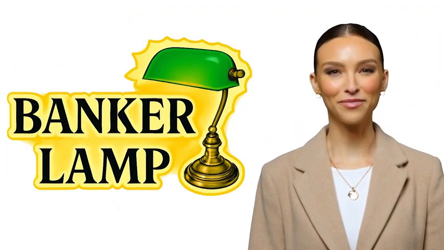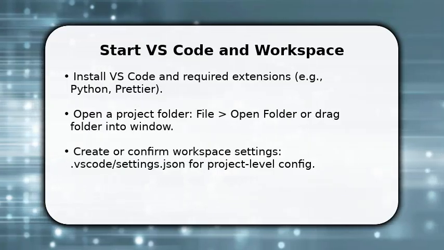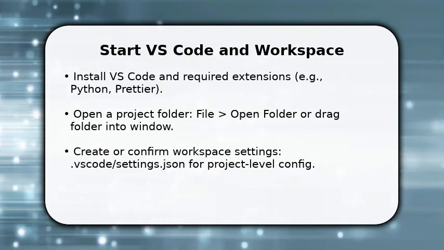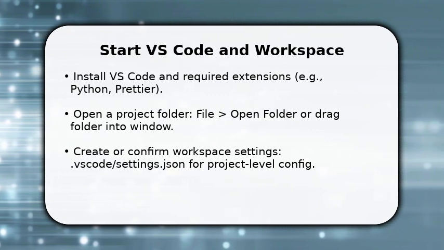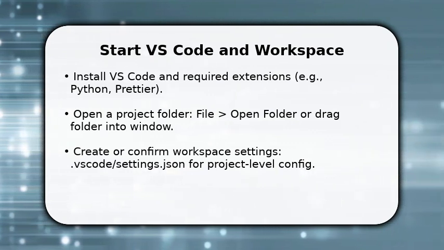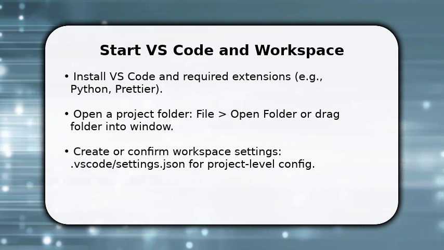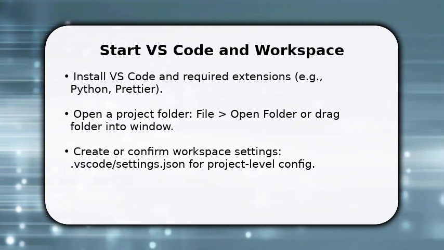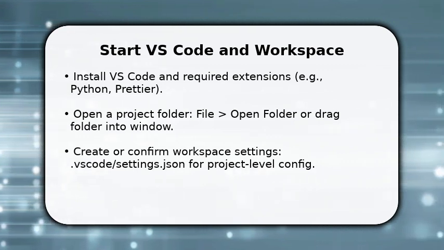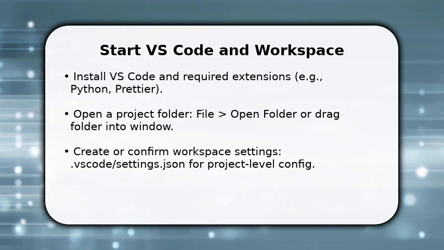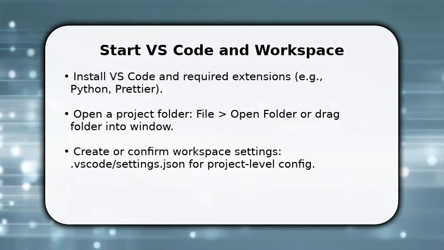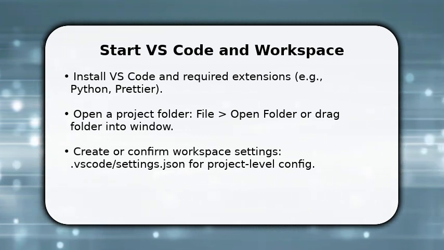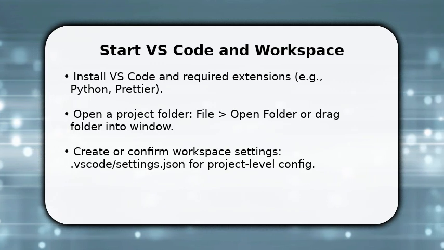Please enjoy the video. You start by opening VS Code and immediately choosing a project folder. This sets the workspace context so extensions and settings apply. Once done, install only the essential extensions you need for the language or framework, because fewer extensions mean faster startup and fewer conflicts. Make sure to create a .vscode/settings.json to pin formatters, linters, and interpreter paths. This keeps the project reproducible across machines. You'll see how these early choices streamline later steps.